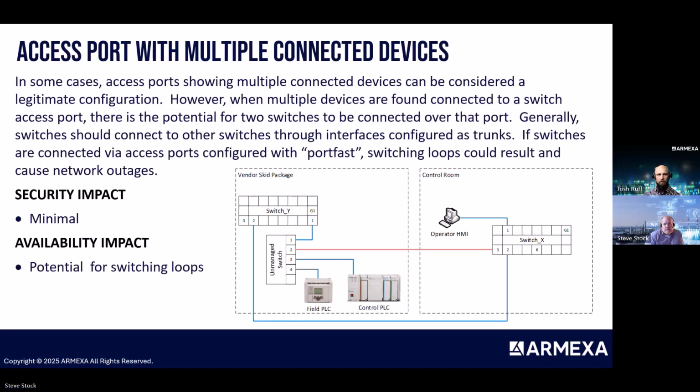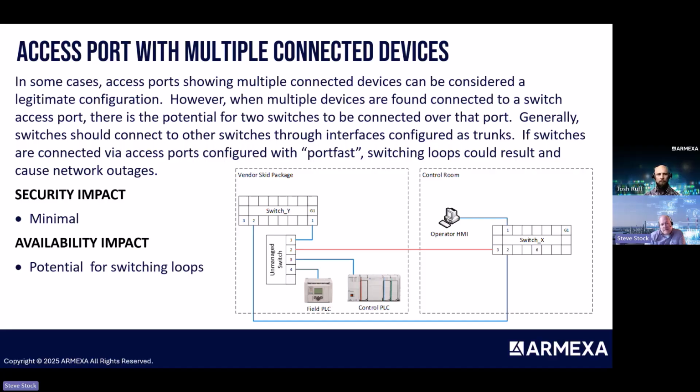So the next thing would be, this is very common as well. You'll see an access port with multiple connected devices. So, in the running configuration, we'll see that it is an access port. And then in the MAC address table, we'll see multiple entries for that single interface.